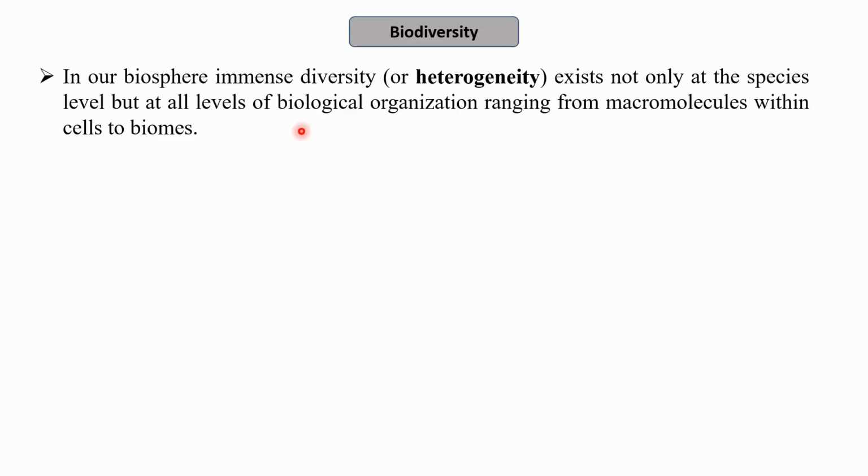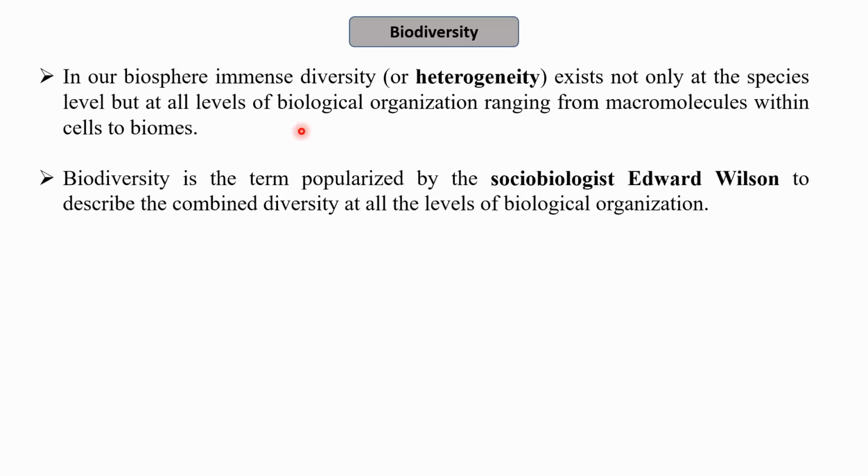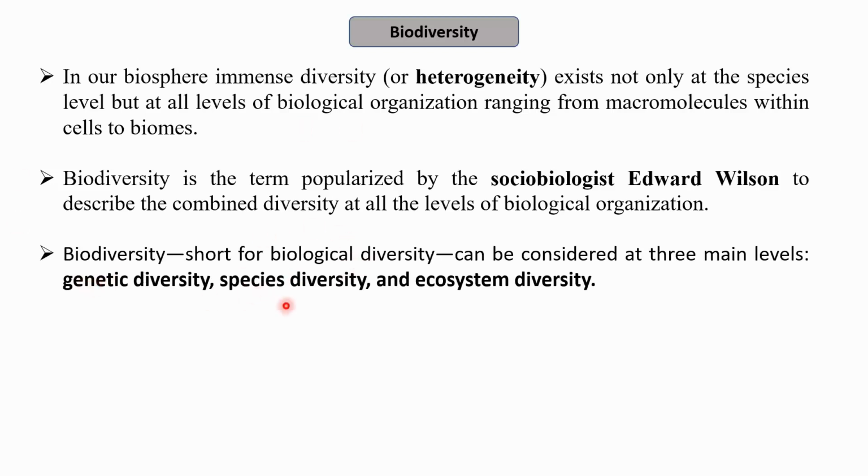And this diversity may not exist only at the species level, but also at smaller levels of biological organization, ranging from macromolecules within the cells to the biomes. Biodiversity is a term popularized by the sociobiologist Edward Wilson to describe the combined diversity at all the levels of biological organization. Biodiversity is short for biological diversity, and it can be considered at three main levels.